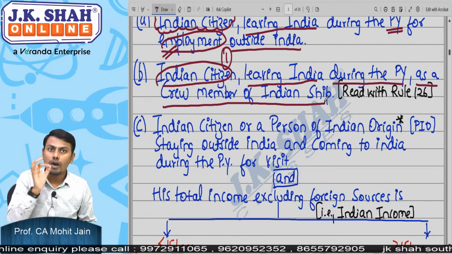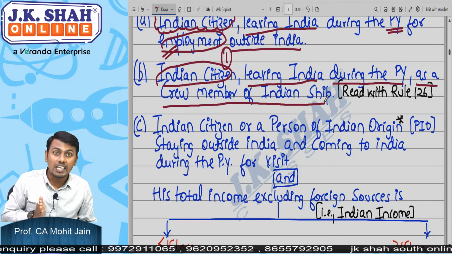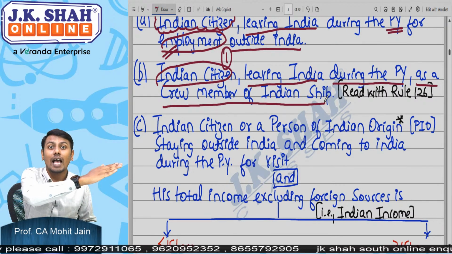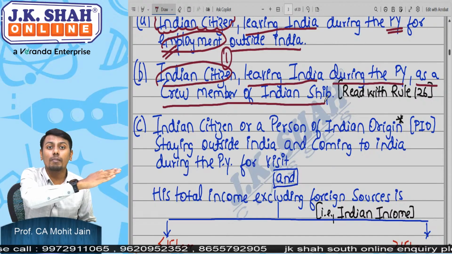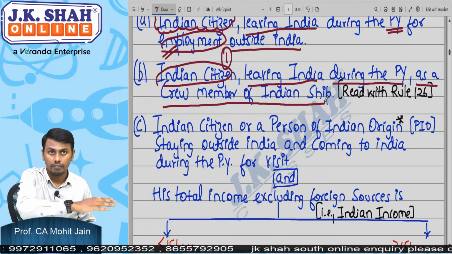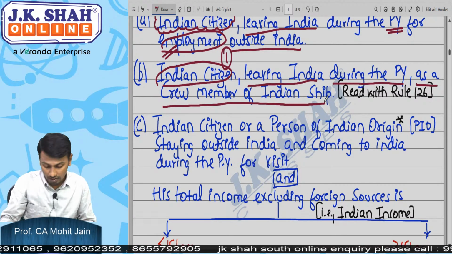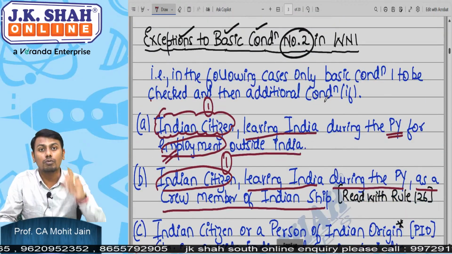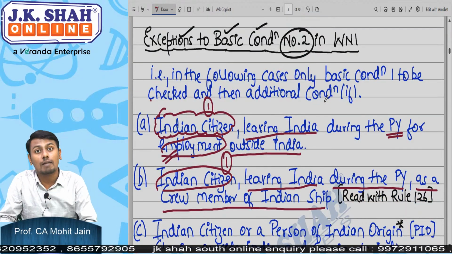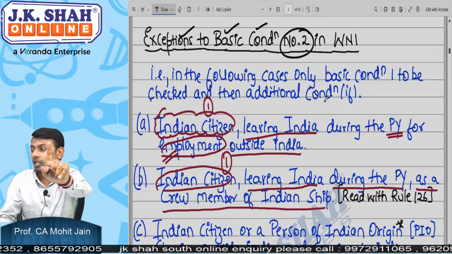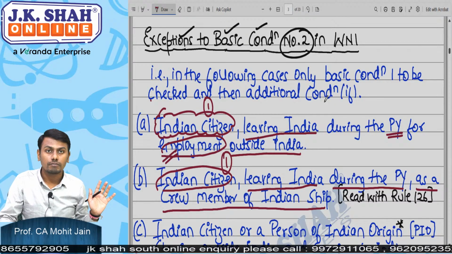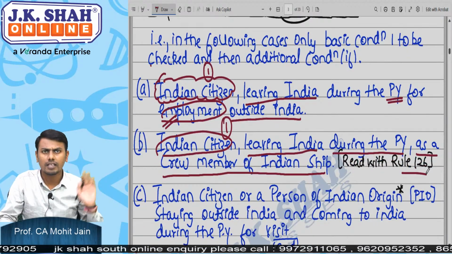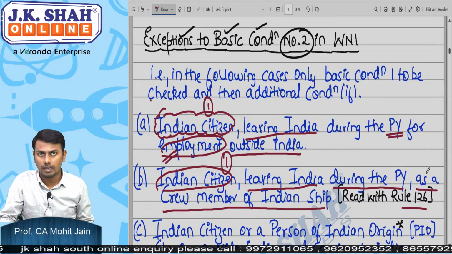So if you are an Indian citizen who is leaving India as a crew member of an Indian ship, then what is not applicable to you? Basic condition number 2 is not applicable to you. Means what is applicable to you? Only basic condition number 1. What is this rule? This rule we will learn in some time.